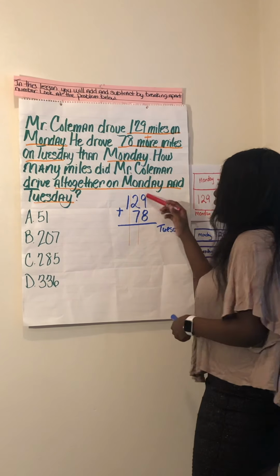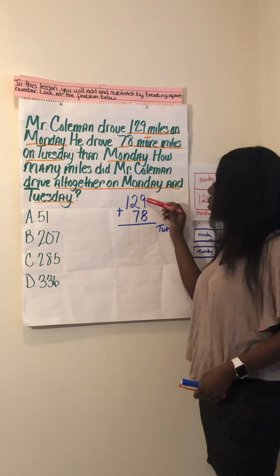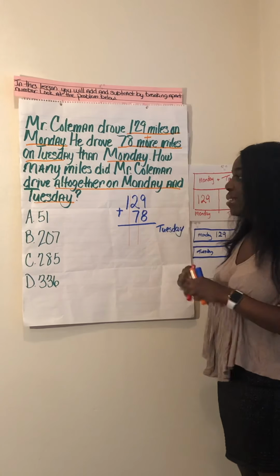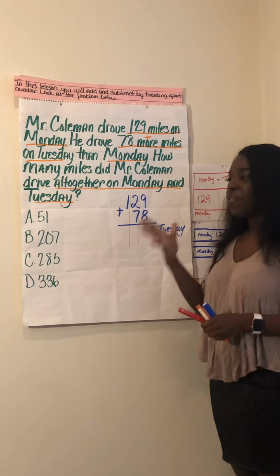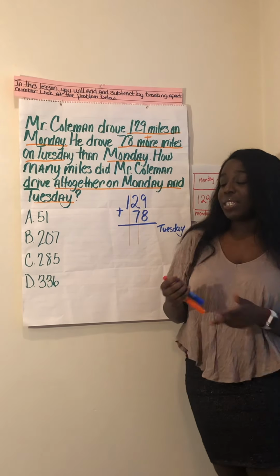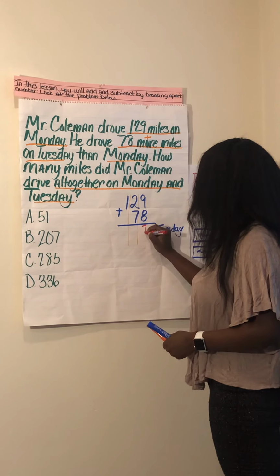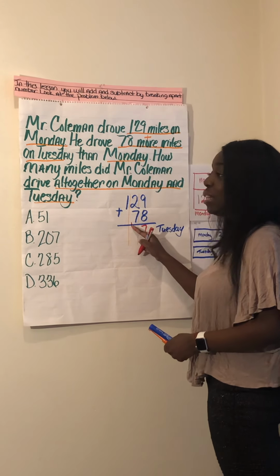Let's start by adding our smallest units, which is our ones place. In the ones, we have 9 and 8. So I'm going to put 9 in my head and count up 8. 9, 10, 11, 12, 13, 14, 15, 16, 17. So I just made 17. So I'm going to put a 7 here in my ones place and my new 10 below.